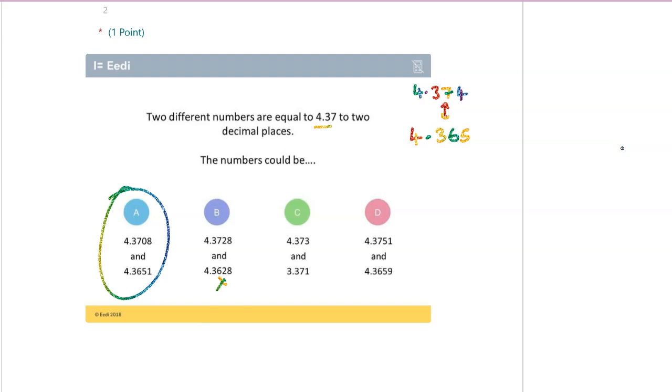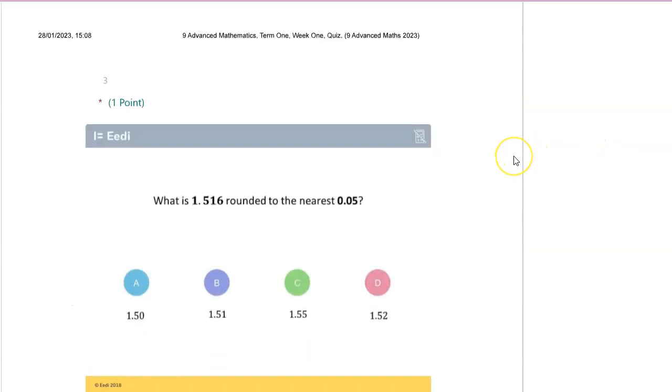4.362. That's not going to get rounded up. 4.373, that one would be okay. 4.371, definitely not going to be rounded to 4.37. And 4.3751, that 5 is going to tell me, if I wrote that to 2 decimal places, 4.38. So we're pretty confident we got it right, and we can move on, and it didn't take us too long to check that.